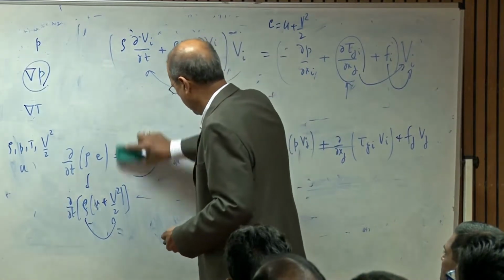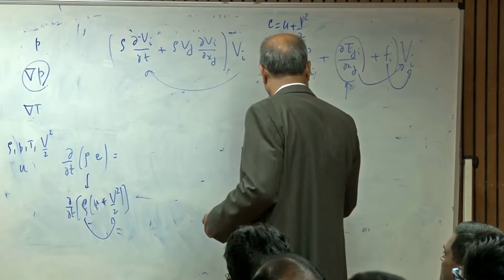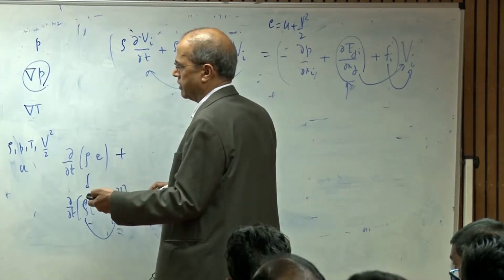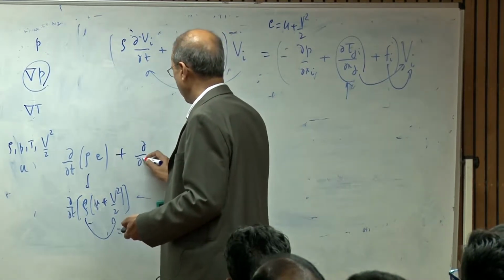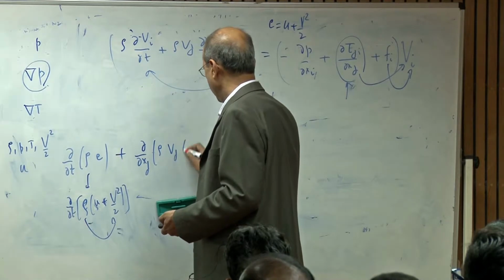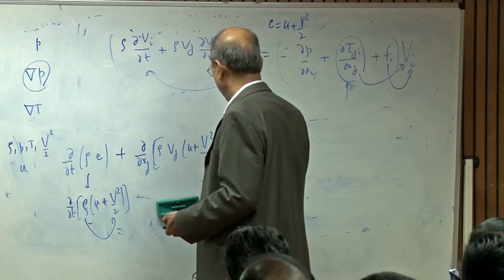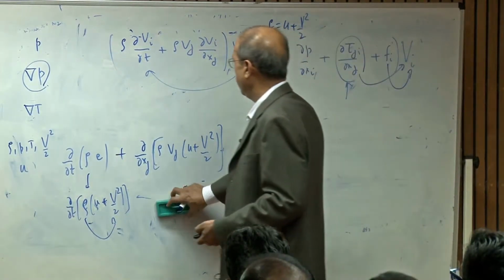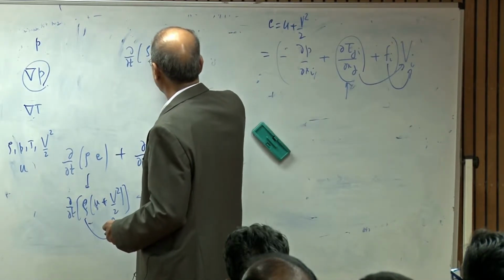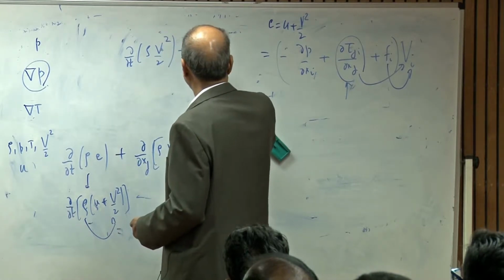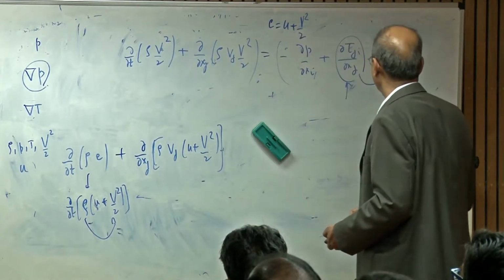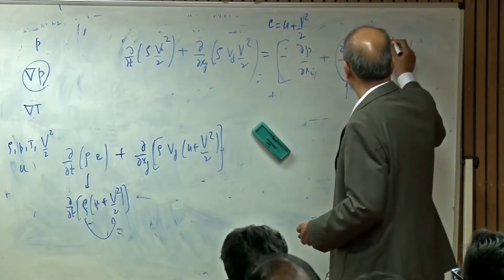I didn't write it here, so let me rewrite this. So here I already have the vector form, so why don't I write the index form here? So this is d dxj of rho Vj, and then you have U plus V square over 2. And let me write the kinetic energy, the left hand side here. So it's d dt of rho V square over 2 plus d dxj of rho Vj V square over 2. So that's the kinetic energy, here you have times, all of this times Vi.